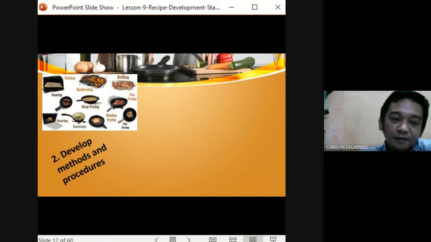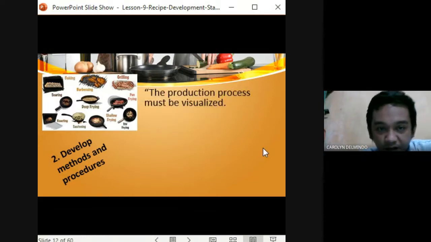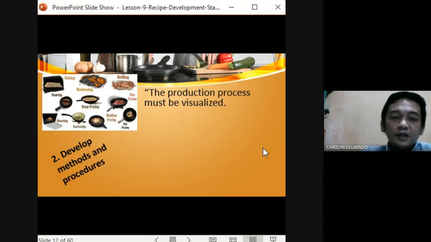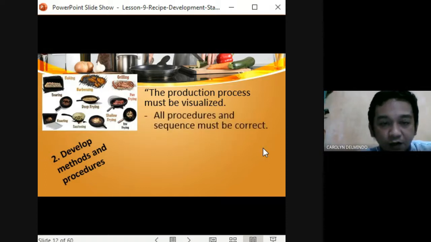Okay, development of methods and procedures. So, it's important to consider this one. Okay, the production process must be visualized. So, kung ano yung production process na gagawin mo sa certain food recipes on a certain food establishments or restaurants, dapat mag-visualize ka kung paano yung production process na mangyayari. Okay? All procedures and sequence must be correct.